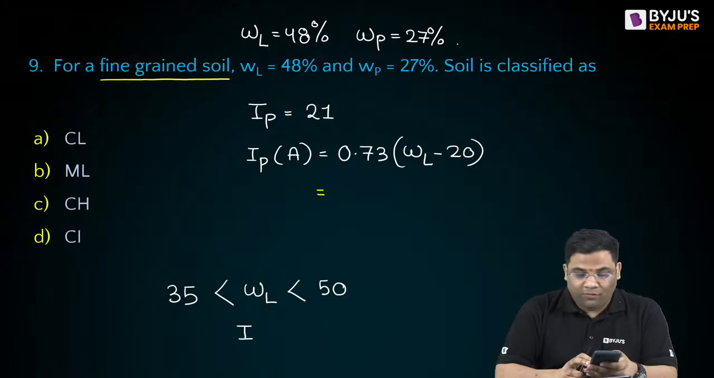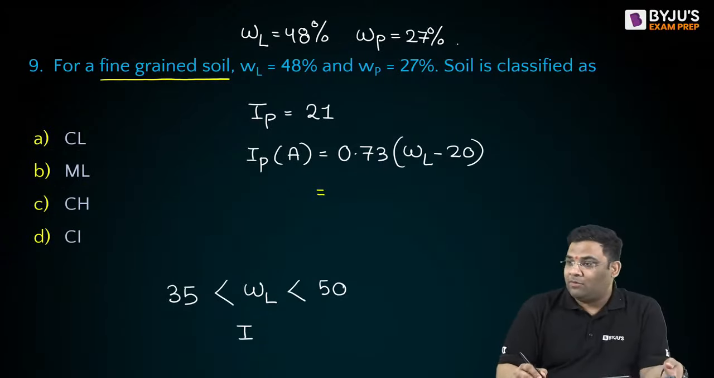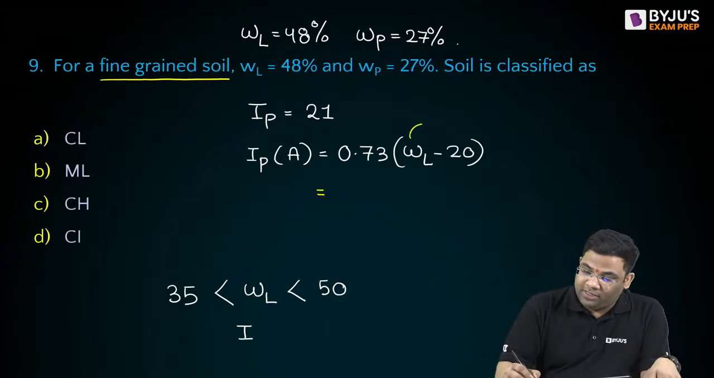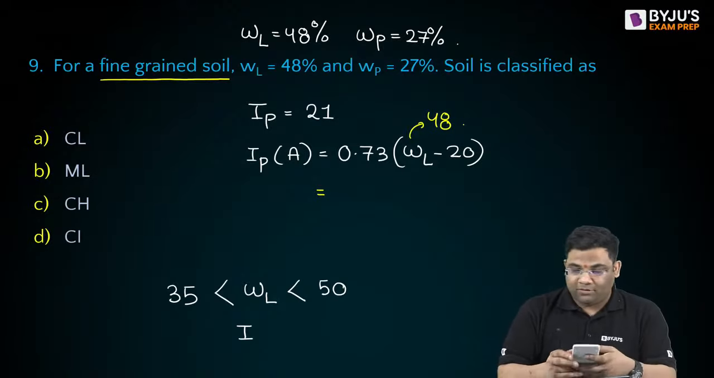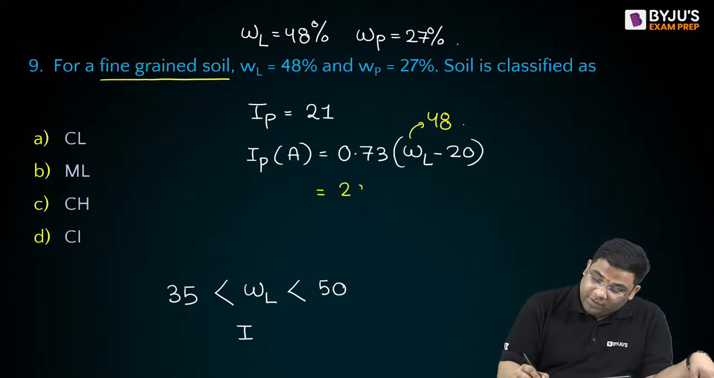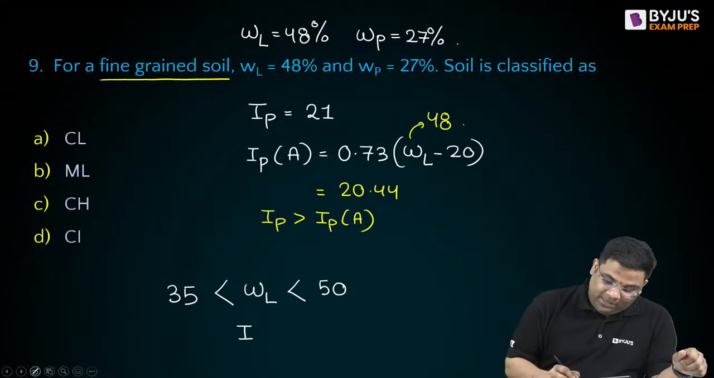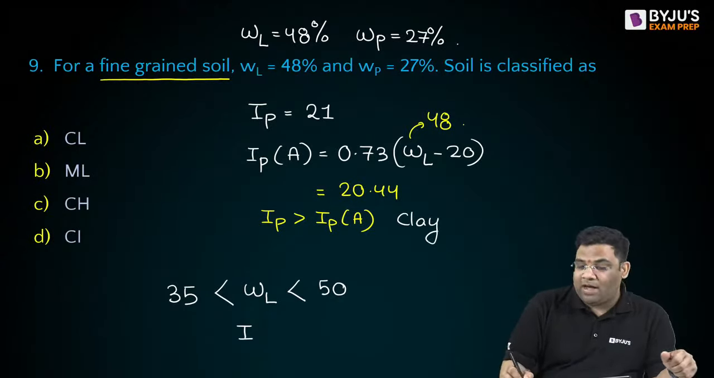I think 20.44. Let me calculate. Please calculate and tell me. Put here 48. What is IP of the A line? Nobody is telling, I will tell. 28 into 0.73, I am getting 20.44. You see, your IP is greater than IP of the A line. That means it lies above the A line. Above the A line means it's clay.